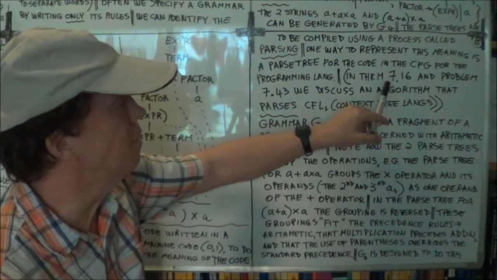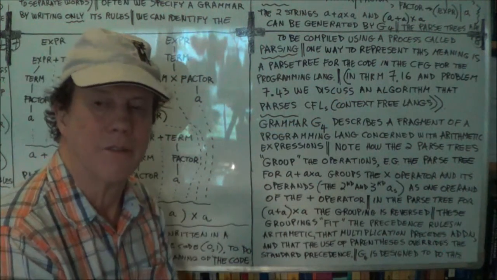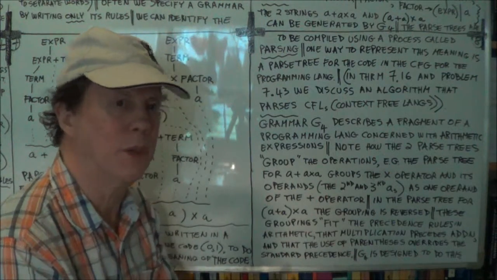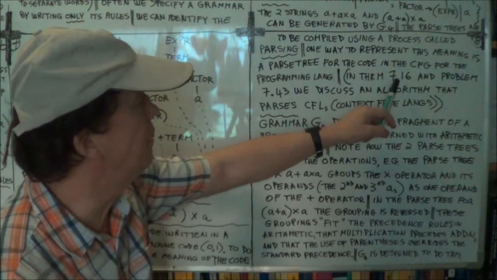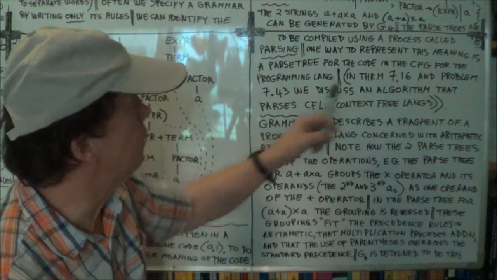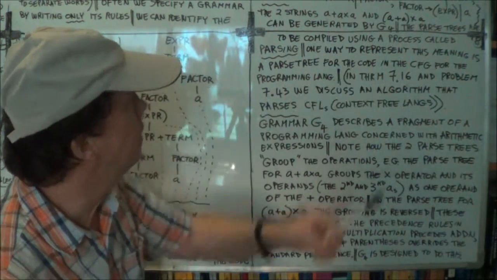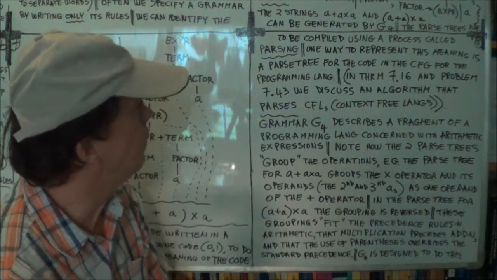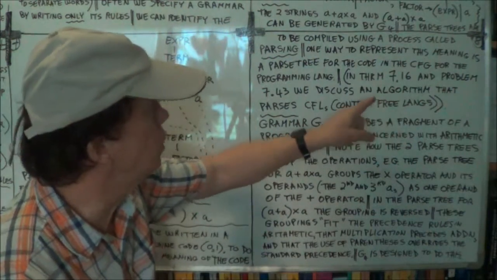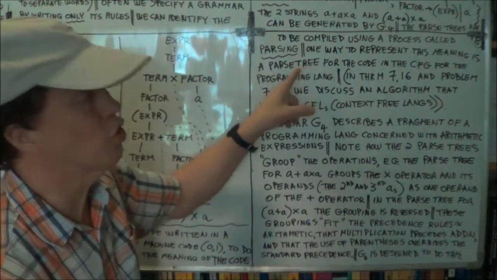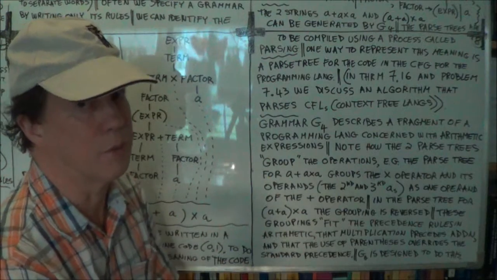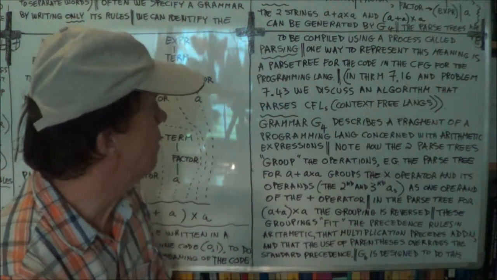You'll have to wait a while, like 5 chapters. It's a good month or more before we get to chapter 7, but we'll come back to this idea of using an algorithm that actually creates parse trees, so in other words, automatically. Okay? All right.